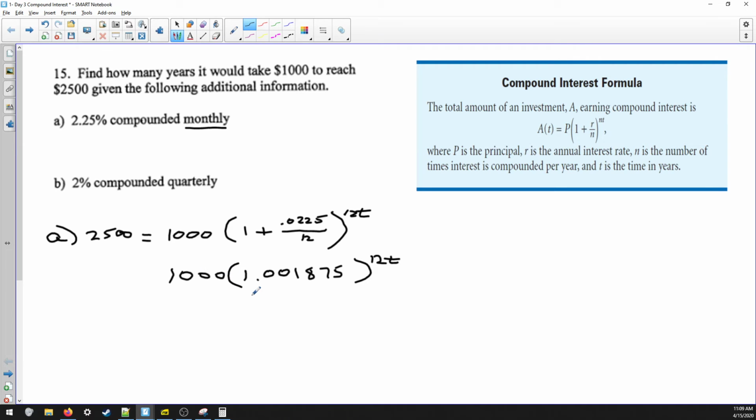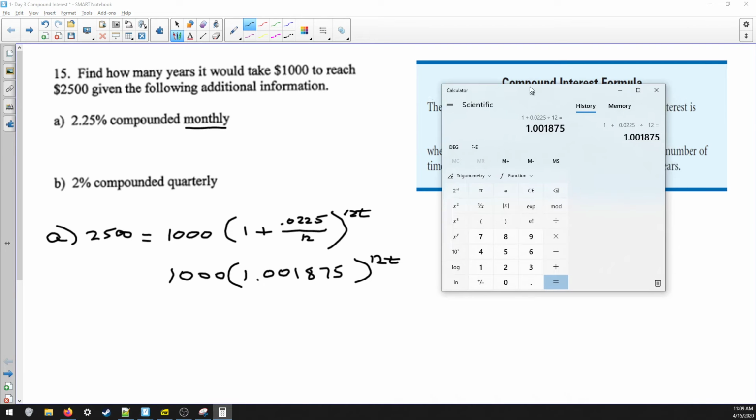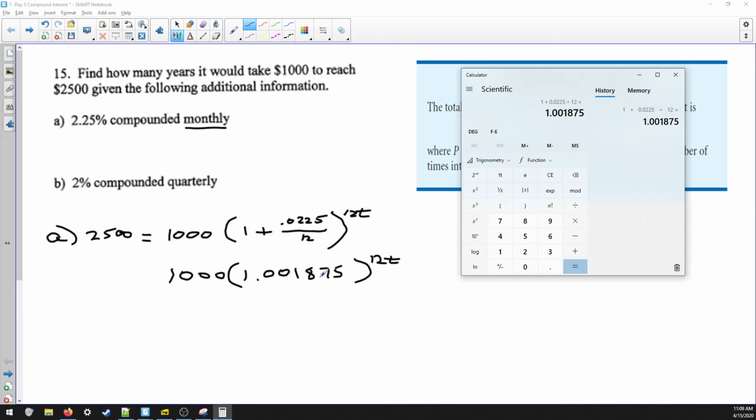So our goal is we're going to take this expression and start plugging in t values. We're going to see what makes it go to 2,500. So I'm going to make a guess, right? I have no idea what the answer to this is. But if I take 1.001875 and raise it, with my x to the y button, let's try t is 5. If I plug in 5 here, that makes my exponent 12 times 5, and that is 60. So I'm going to raise this to the 60th, get that answer, and then do times the 1,000.